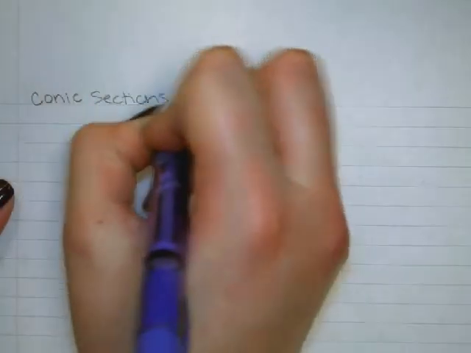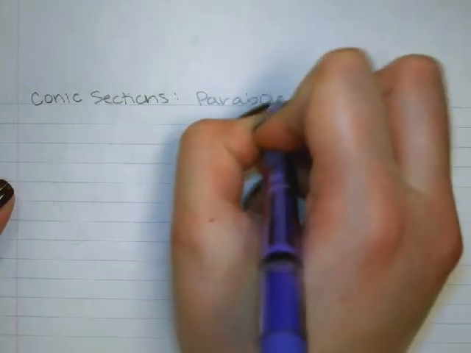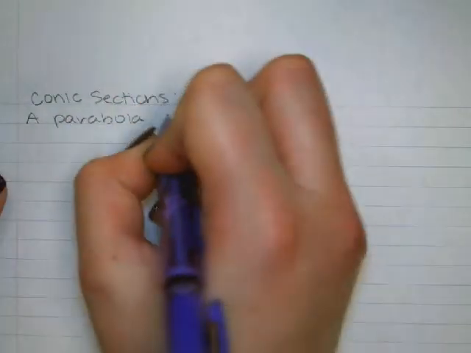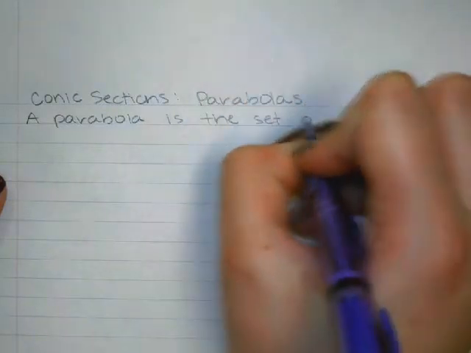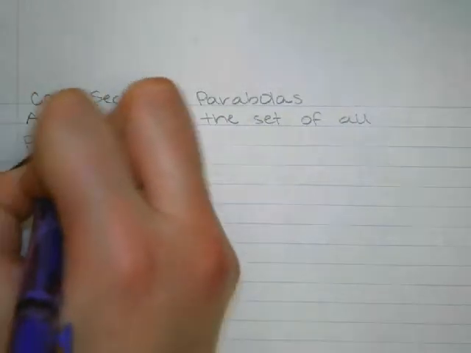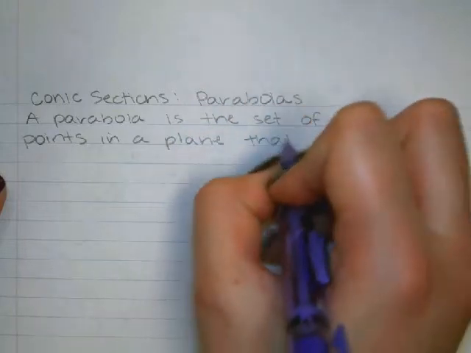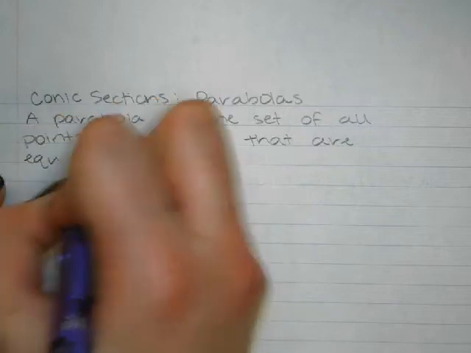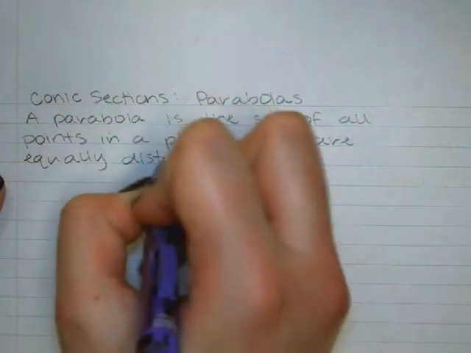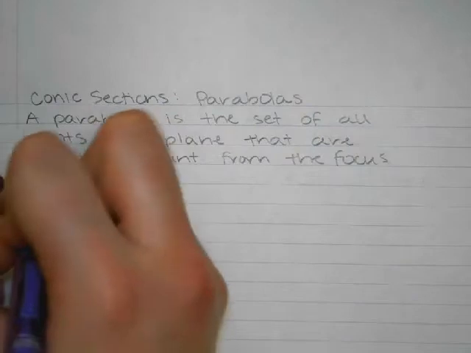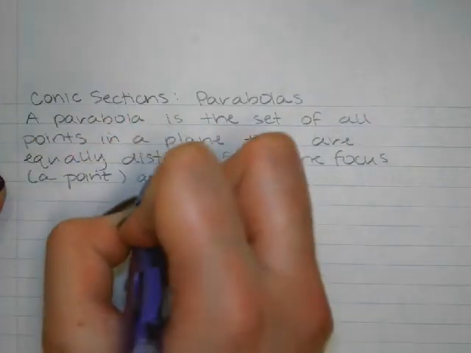Next in our unit on conics, we're going to talk about parabolas. So a parabola is the set of all points in a plane that are equally distant from the focus, which is a point, and the directrix, which is a line.